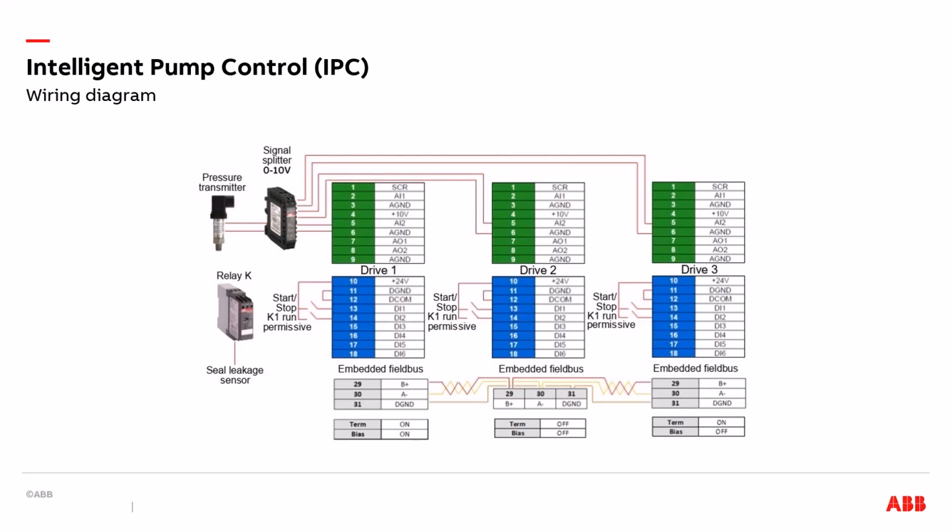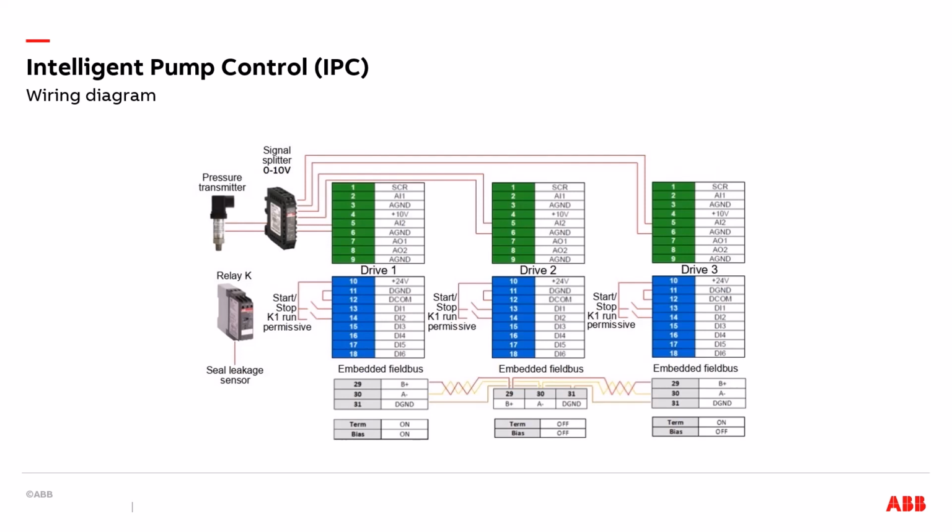This allows any drive to have the actual speed reference. The relay K is a seal leakage sensor. It is wired to each individual drive as a K1 as run permissive. The start wire and stop is wired to each individual drive. Embedded field bus is wired to each individual drive.